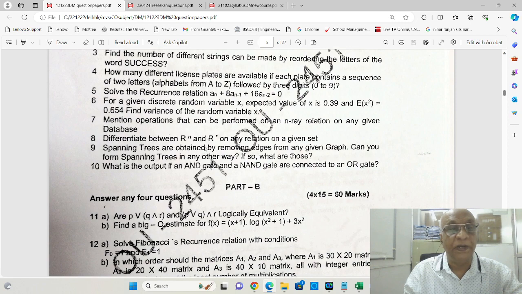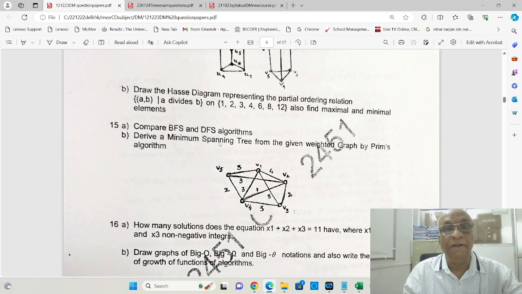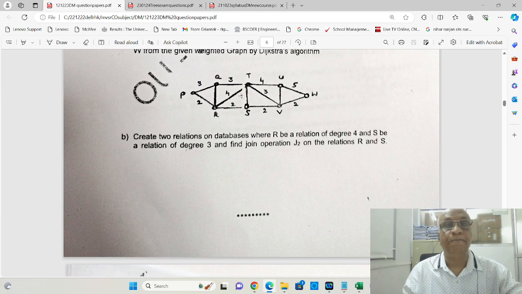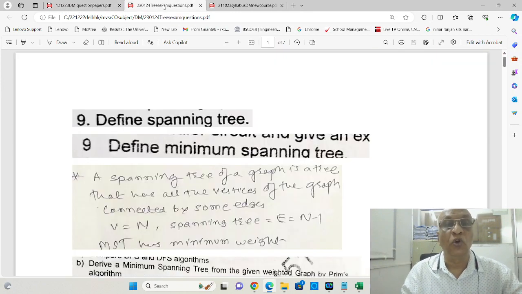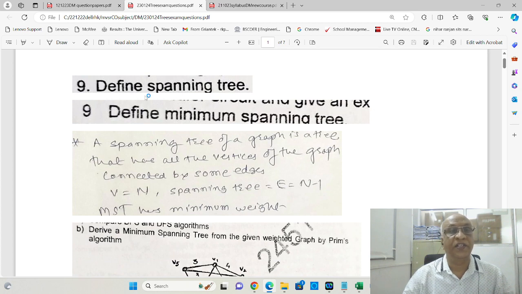Then again spanning tree, minimum spanning tree. Here we have to find out the minimum spanning tree using Prim's. So basically today it will be more on spanning tree, minimum spanning tree, and the two algorithms, Kruskal's and Prim's algorithm. So let us first see the exam question, define spanning tree. There is one more exam question, define minimum spanning tree.